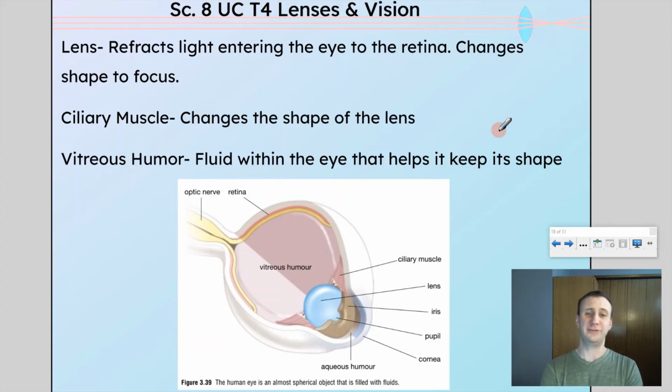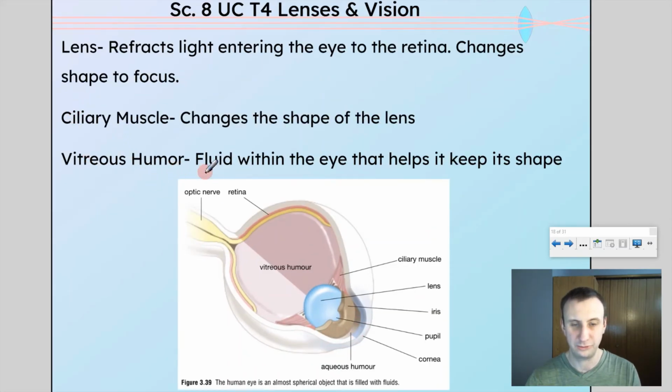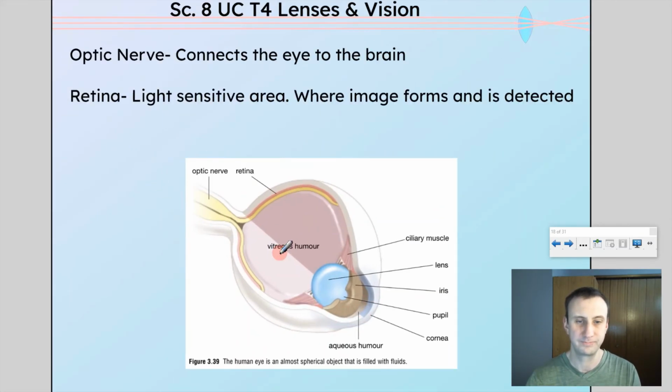Vitreous humor is fluid within the eye that helps it keep its shape. So again, we have fluid in there that is maintaining pressure and shape of the eyeball. So that's what vitreous humor is. We have two types of humor, right? And when we talk about humor, we're just talking about fluids. So we have the aqueous humor, and then we have the vitreous humor in the middle.